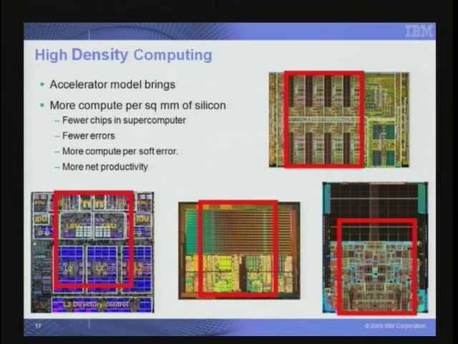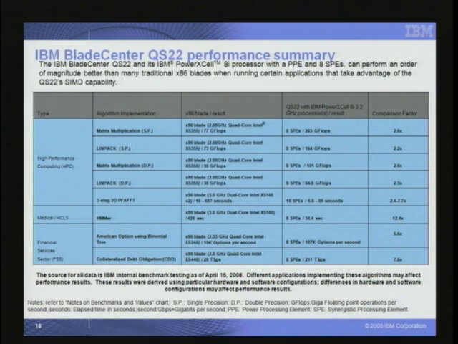By the way, by reducing the amount of silicon that we have, we get to have fewer chips in our supercomputer, which means that, since errors are more or less proportional to chip area, we have fewer errors. We get more compute per soft error, which means that, relatively speaking, we have to take fewer checkpoints, and we end up with more net productivity than you would have expected just at first glance.